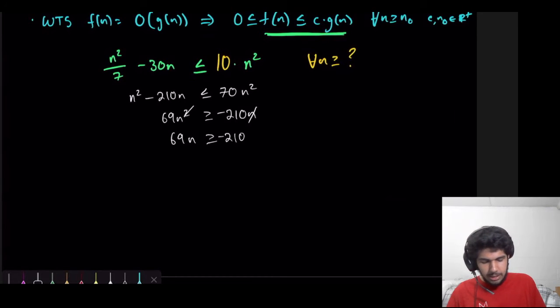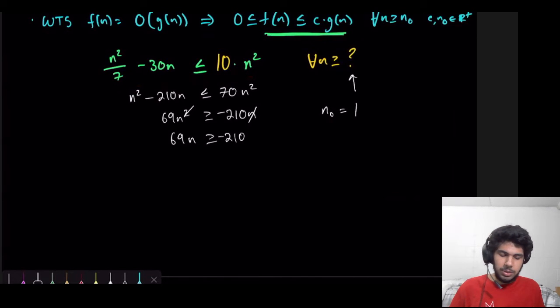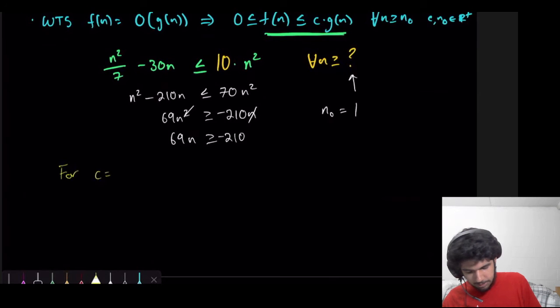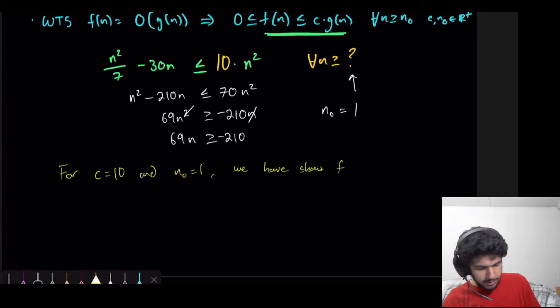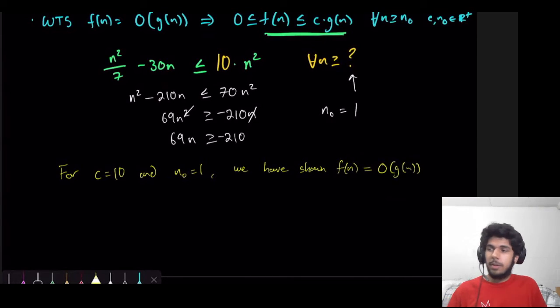So I can just say that, let's let n naught equal 1. Right? So if we put n naught equals 1 here, then we can check if for any value greater than or equal to 1, if I plug that into n, will this relationship hold with c equals 10? And sure enough, it will. So for c equals 10 and n naught equals 1, we have shown that f of n is big O of g of n. So that's good.